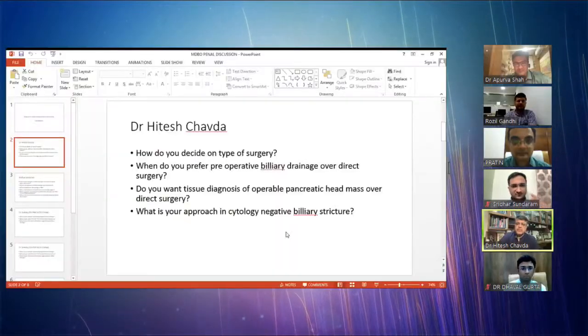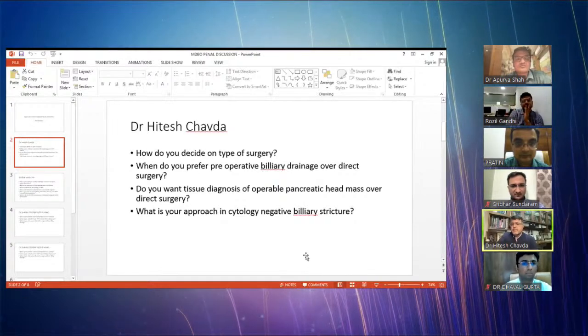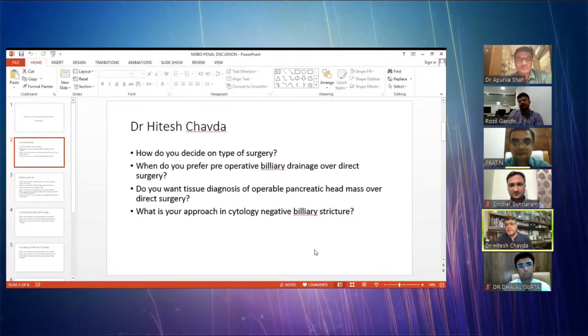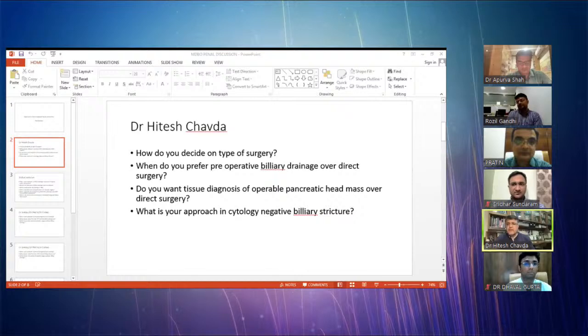So my first question to Chavda sir, how do you decide on type of surgery? I think you have discussed in your talks, but it is worth mentioning. See, basically, lower malignant biliary obstruction will need a Whipple surgery. For cholangiocarcinoma in the lower bile duct, we have to take a biopsy of the upper margin because there may be extension upwards. That is important. So we might have to go up if there is a vertical extension. Secondly, for pancreatic malignancy, we must look for vascular invasion because there may be portal vein or SMV involvement.